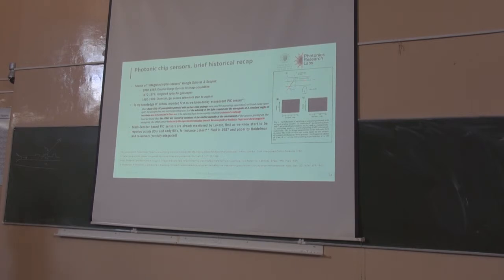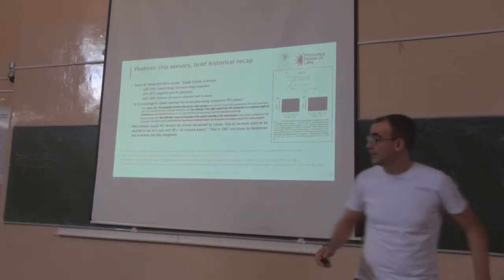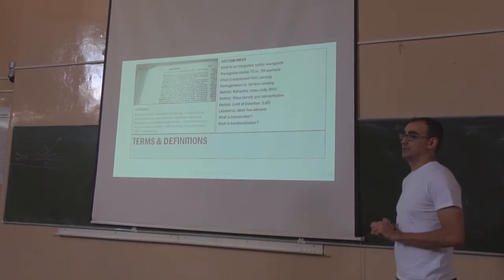Later on, comparatively more advanced sensors with Mach-Zehnder interferometers were developed. But the first sensor in a photonic chip was a grating coupler, and it was by accident. So that was the introduction.